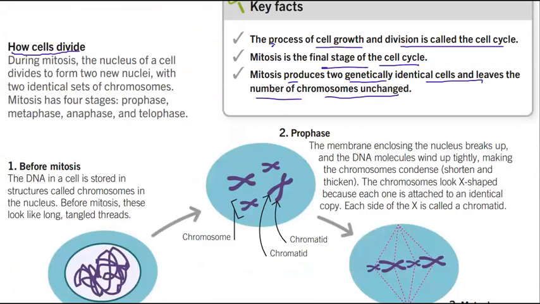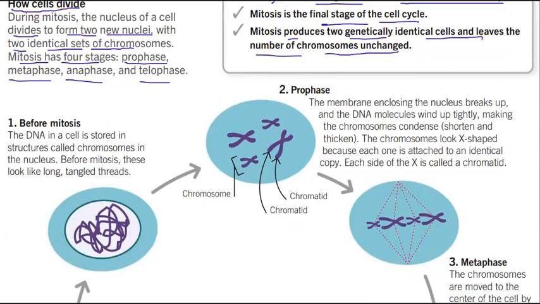During mitosis, what happens? The nucleus of the cell divides into two nuclei, which have two identical sets of chromosomes. Mitosis has four stages: prophase, metaphase, anaphase, and telophase.